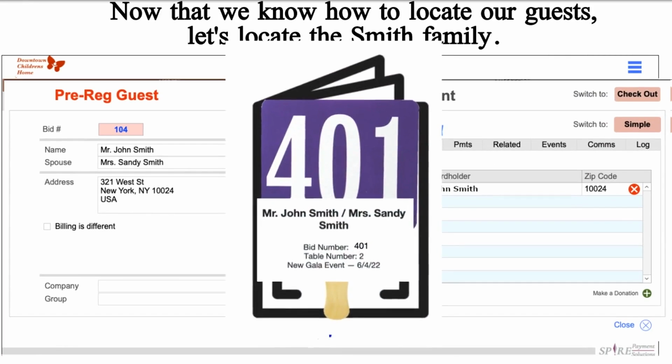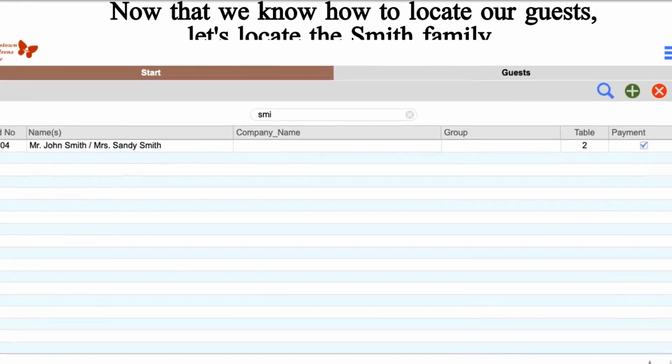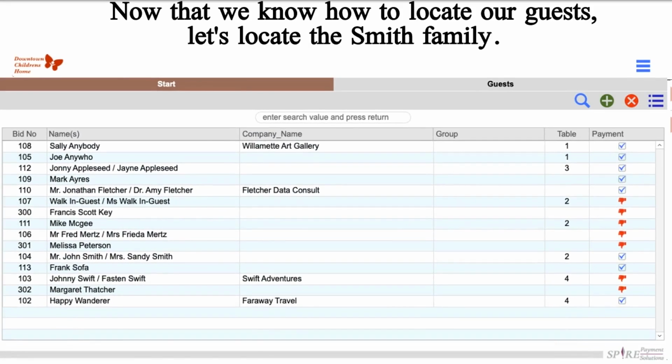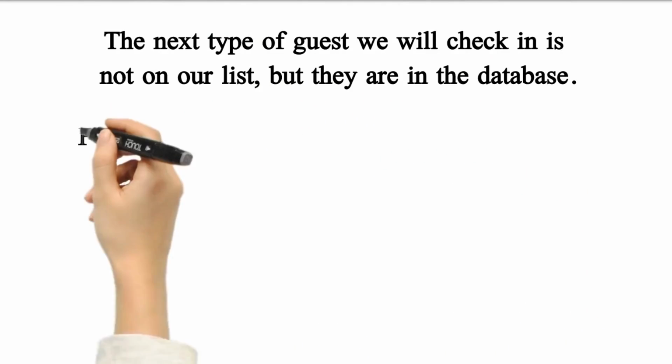Give the guest their welcome packet with their bid paddle, printed event materials and their guest card or sticker. Click the Close button and go back to the guest list. Click the gray X button in the Quick Search field to clear the last search and get ready to check in the next guest. The next type of guest we will check in is a guest that is not in the event guest list, but they have attended a prior event, or they are a benefactor.